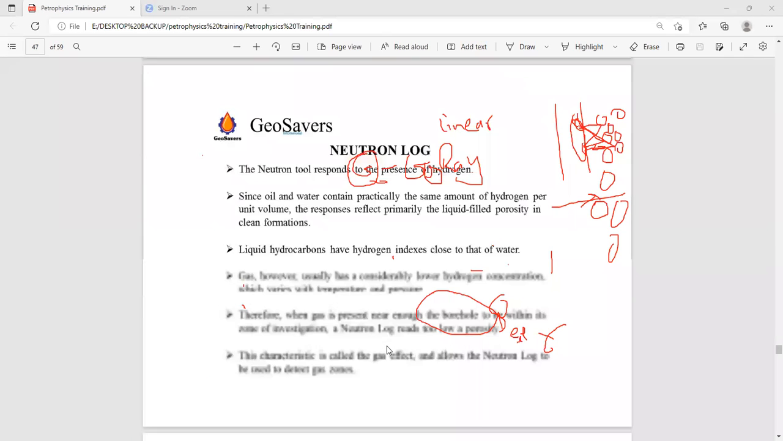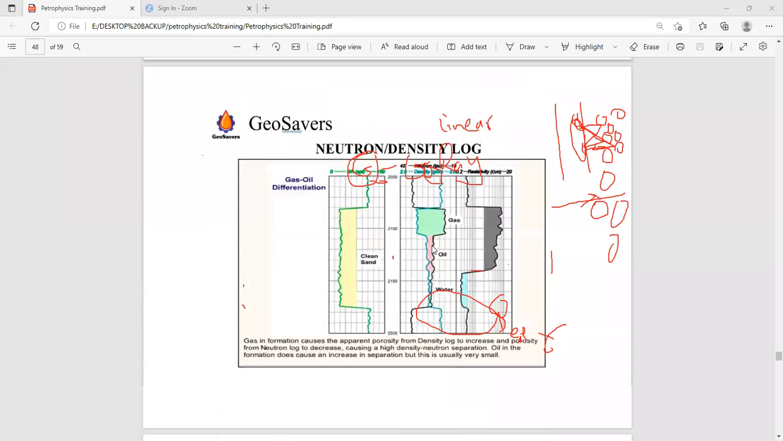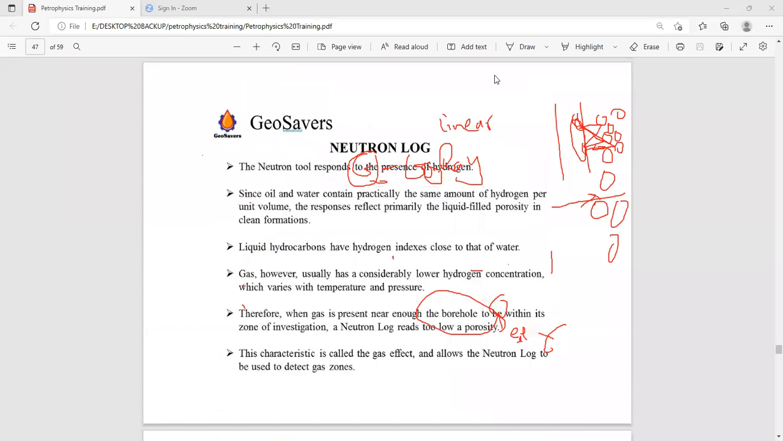All right, so if we go down, the neutron log. What happens with the neutron log is we also have a source that emits neutrons. Since there's no diagram for that, let me illustrate. We have a source that emits high energy neutrons. These high energy neutrons are called thermal neutrons.